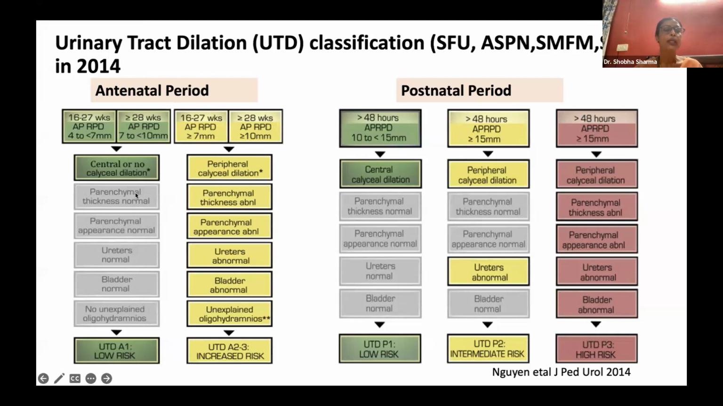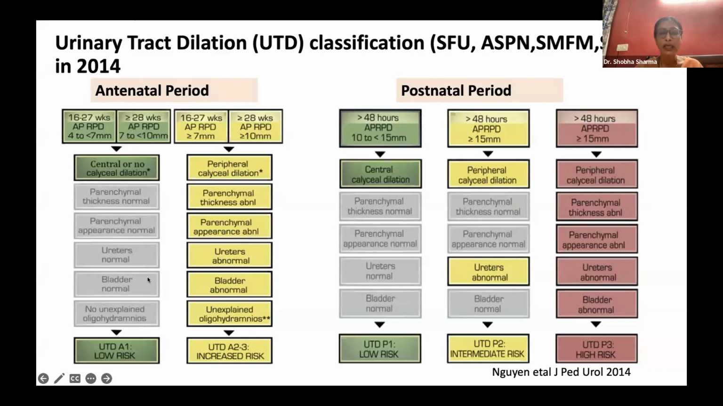In the lower risk group, the entry point is of course the APD diameter, and if it is more than 4 millimeter in the second trimester, that is 16 to 27 weeks, or in the third trimester, that is more than 28 weeks, 2 time periods have been taken. If it is more than 7 millimeter, this is taken as the entry point. So even if it is present with just central or no calyceal dilatation, it will be a lower risk group of the antenatal UTD classification, that is UTD A1.